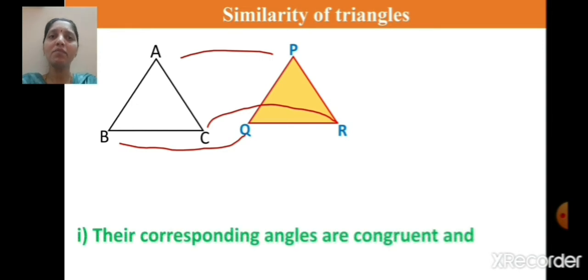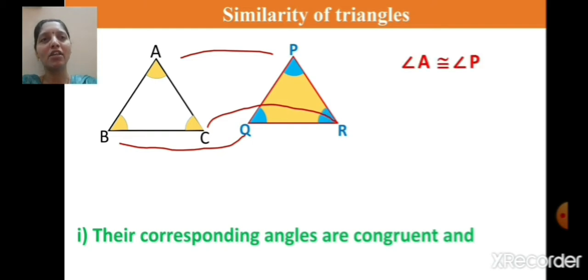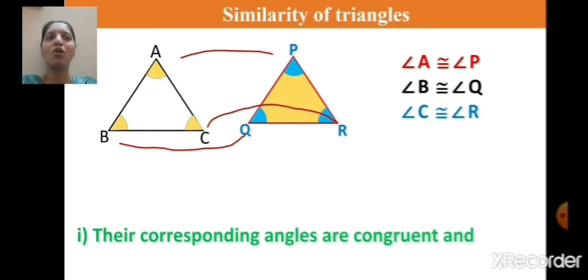The first condition is that their corresponding angles are congruent. When can you say the two triangles are similar? When their corresponding angles are congruent. Which are the corresponding angles you can see? Angle A should be congruent to angle P, angle B should be congruent to angle Q, and angle C should be congruent to angle R. Then you can say that the two triangles are similar.